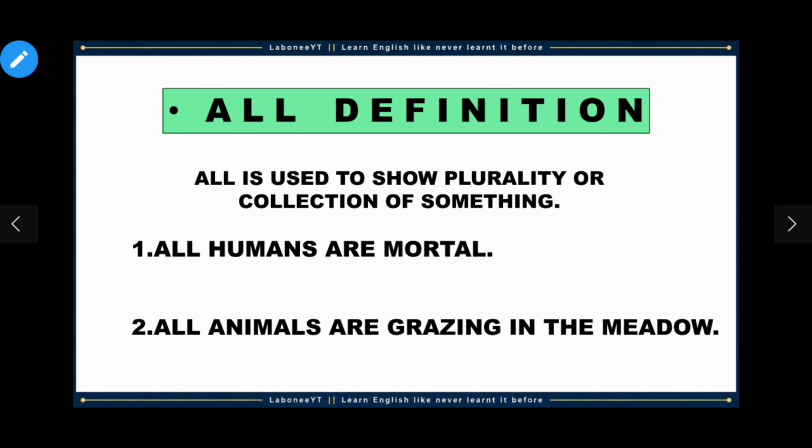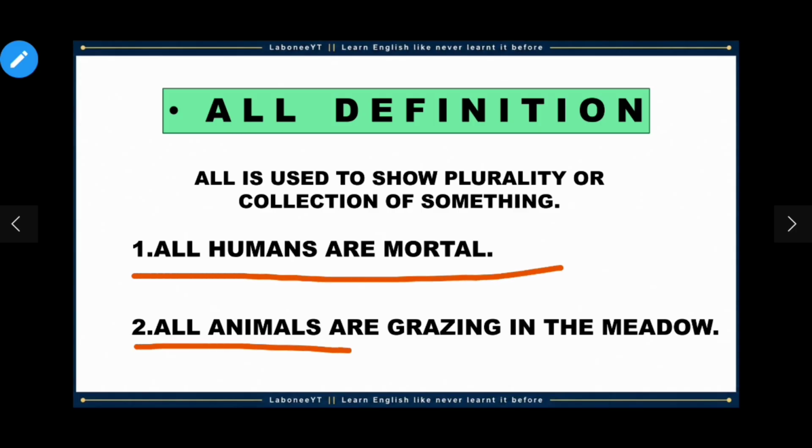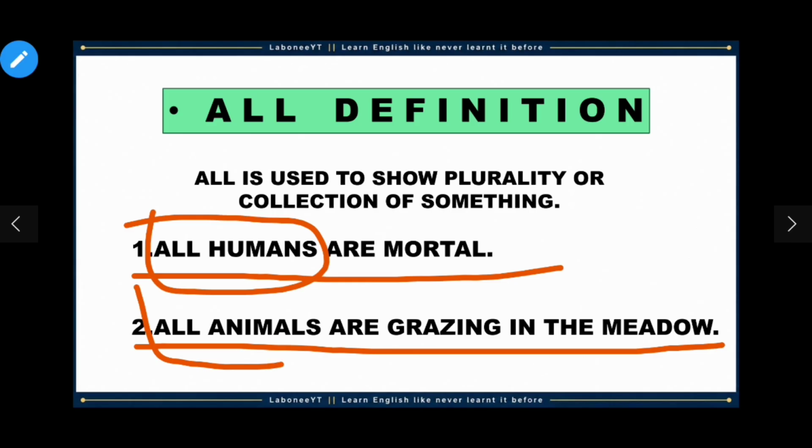So first is the definition of all. All is used to show plurality or collection of something, everything, whatever. For example, if I say all humans are mortal, all animals are grazing in the meadow. All humans, plurality. All animals, they are all plurality. So in order to show plurality, we sometimes use all in a sentence.